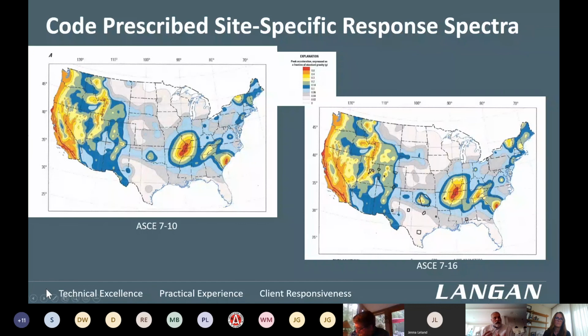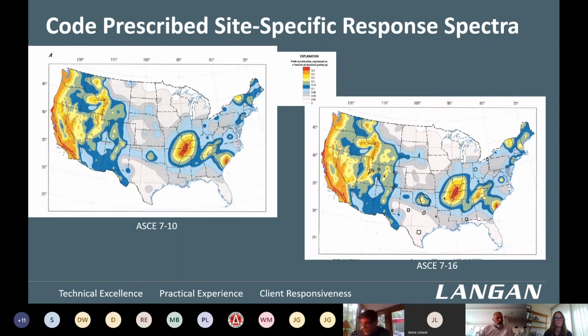Now, as far as the entire United States is concerned, the United States Geological Survey is the responsible agency to develop seismic maps, the way the ground shakes throughout the United States. Those maps basically form the basis for seismic codes.